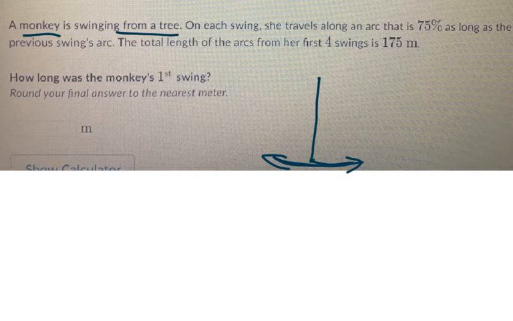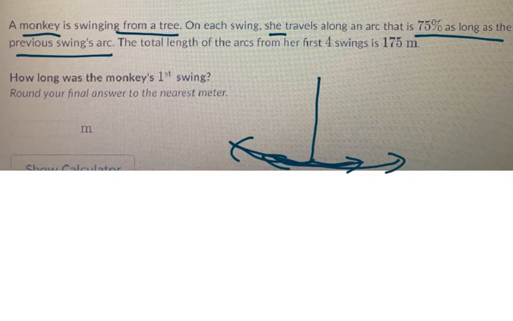On each swing, she travels along an arc that's 75% as long. So in other words, just think, even if you were swinging, your first swing would be your largest, unless you purposely force yourself to swing more, right? If you just grab a limb and you just start swinging, the first one's going to be the longest. And what they're saying is each time the swing is 75%. So it's just going to get smaller and smaller, right? And if the monkey keeps holding on, eventually the swing right here is going to come to no swing at all, right? It's getting 75% of what it was previous time. It's going down by 25% if you want to look at it that way.